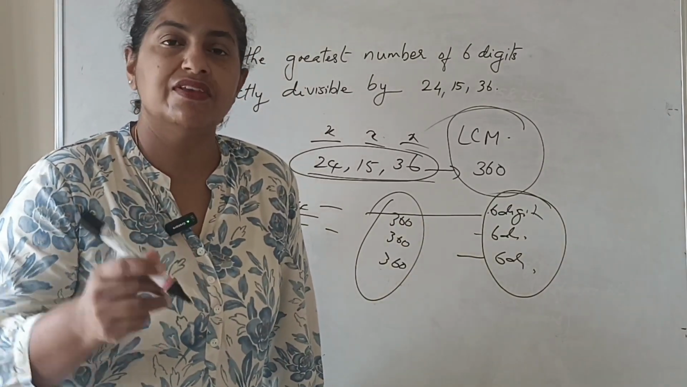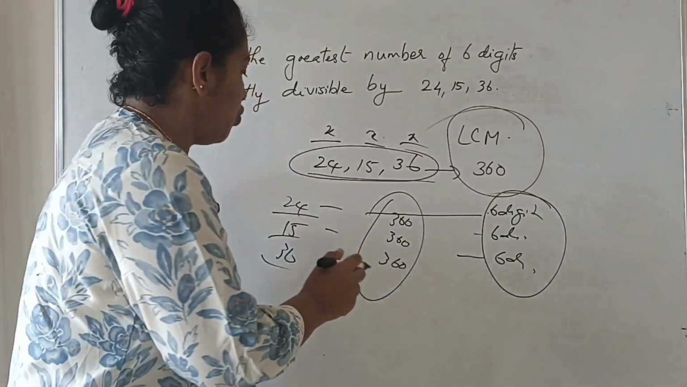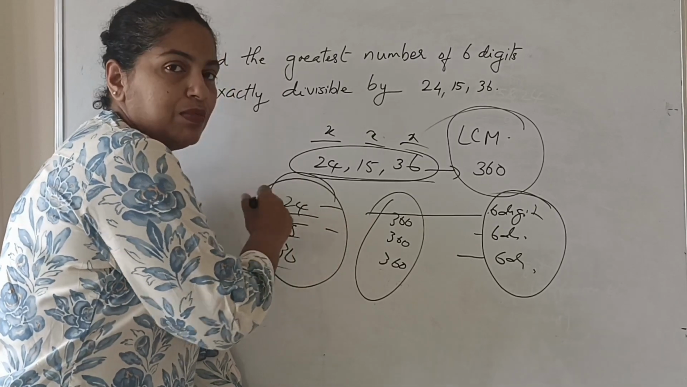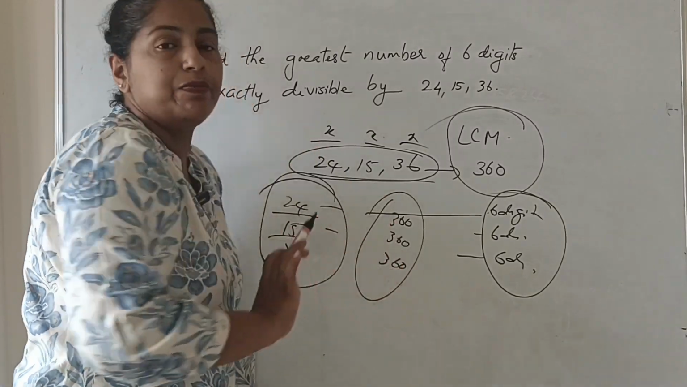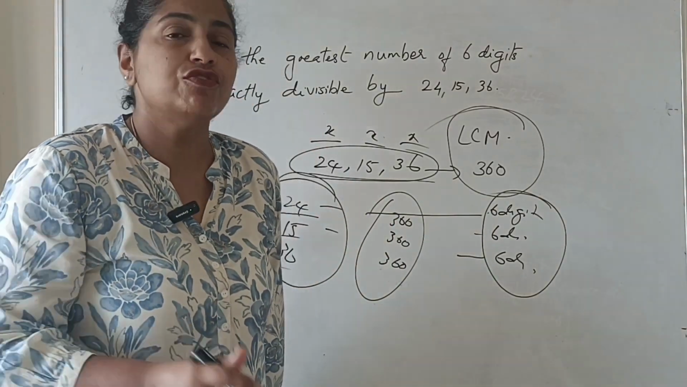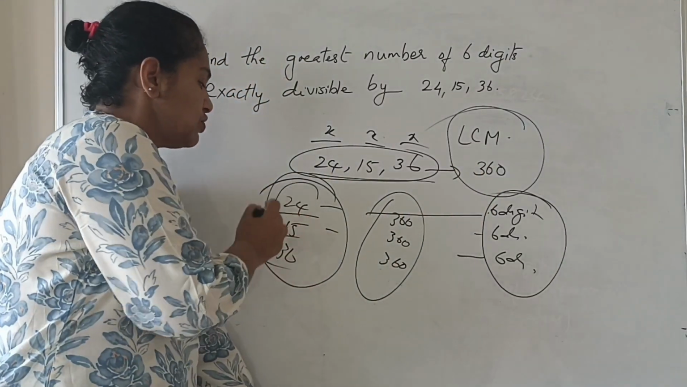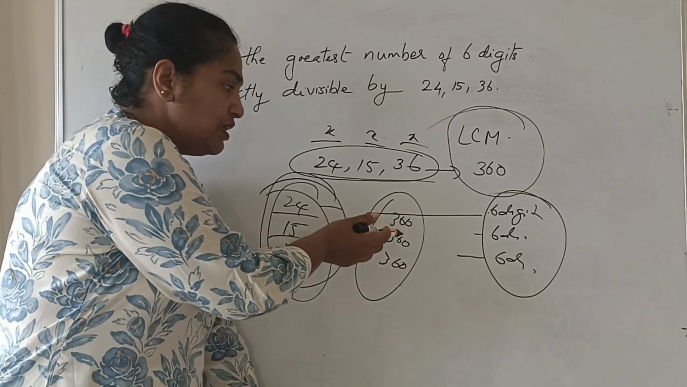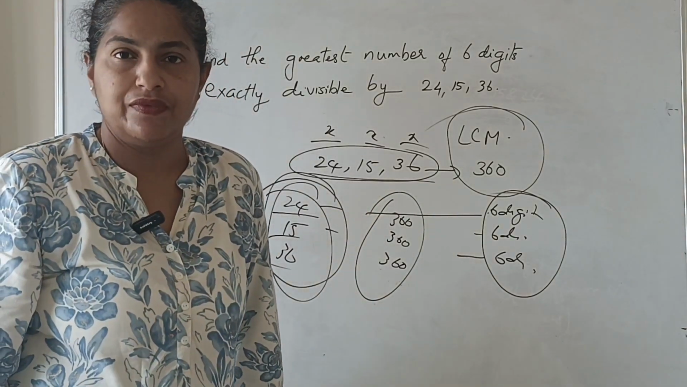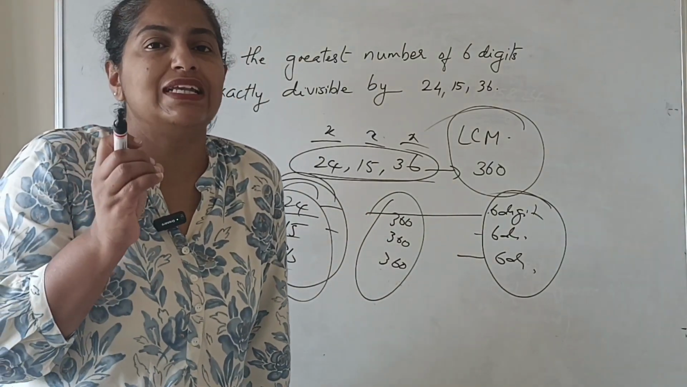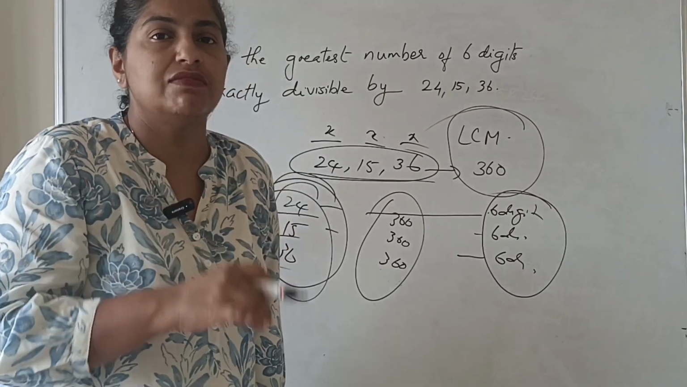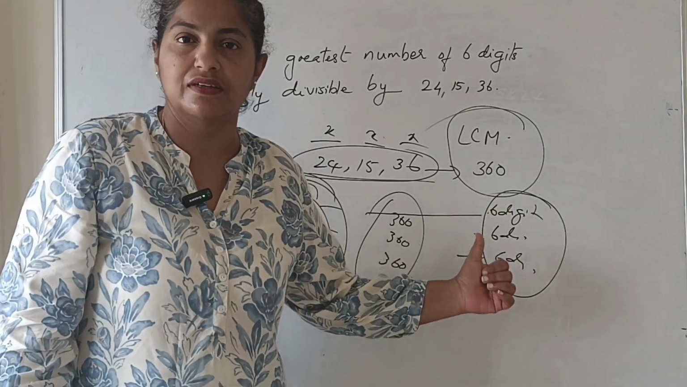It basically means that any number that is common to all these three numbers will be some multiple of the LCM. So that particular 6-digit number has to be properly divisible not only by these three numbers individually but also by their LCM. Now our task is to find the greatest 6-digit number that is divisible by 360.